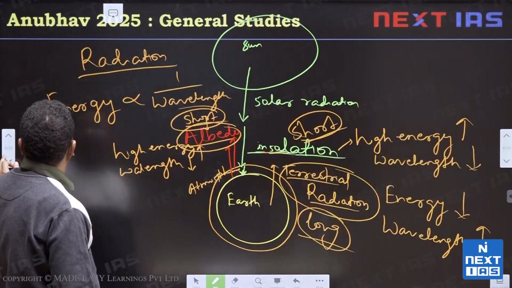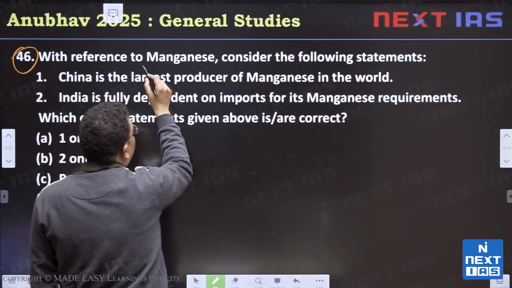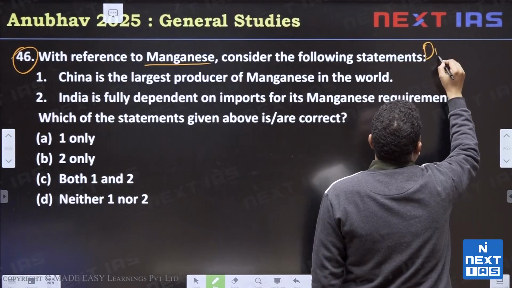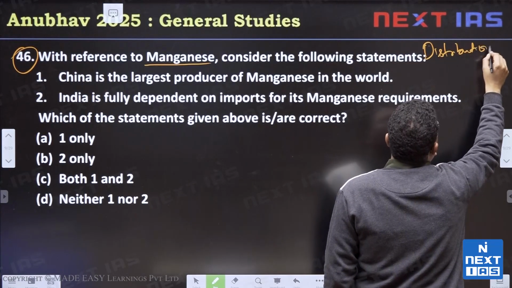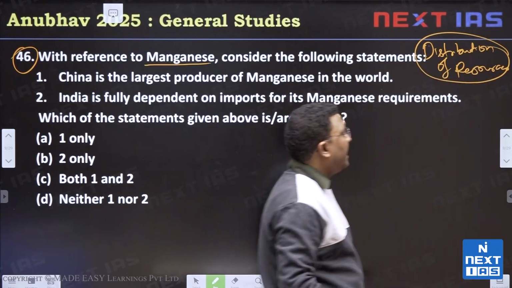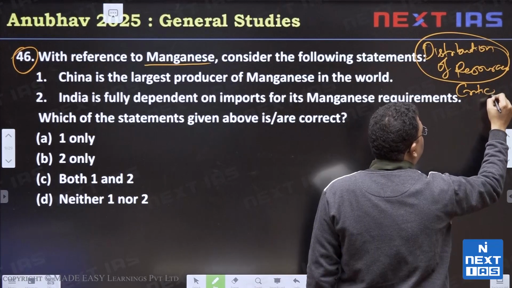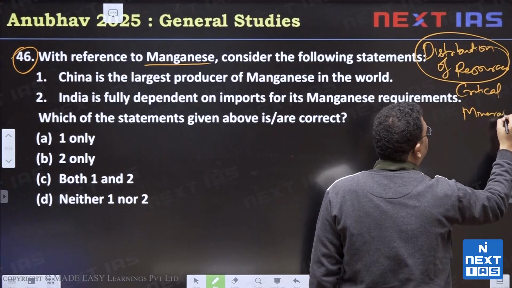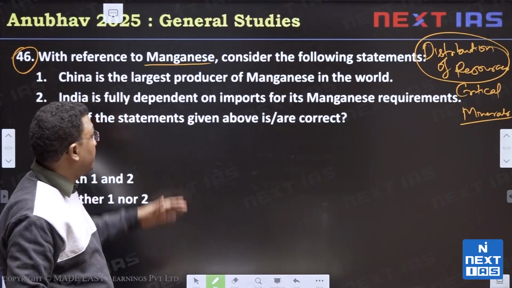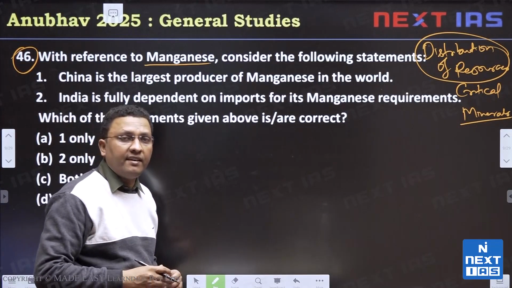Now let's move to the next question, that is question 46. It says, with reference to manganese, consider the following statements. First of all, this is a question from the topic distribution of resources, right? If you analyze the trend of previous year questions, UPSC has been focusing on critical minerals in the recent past, right? So that's why a question based on manganese has been put in your test. Manganese is also a critical mineral, particularly for India, because it is important for dry cell batteries, right?